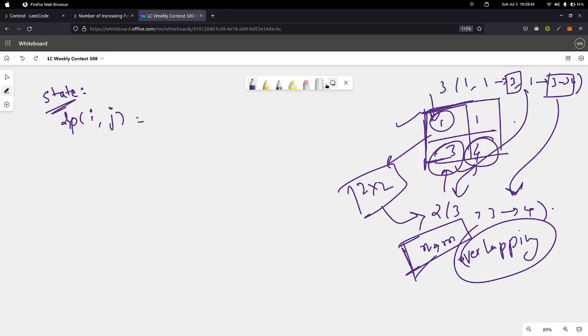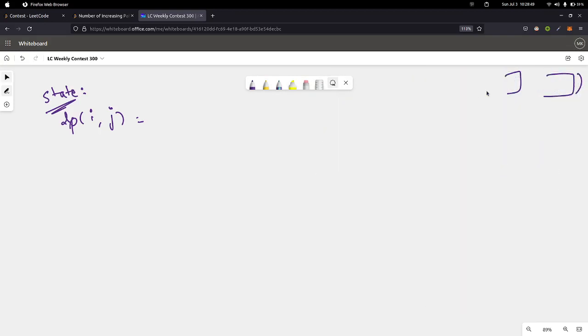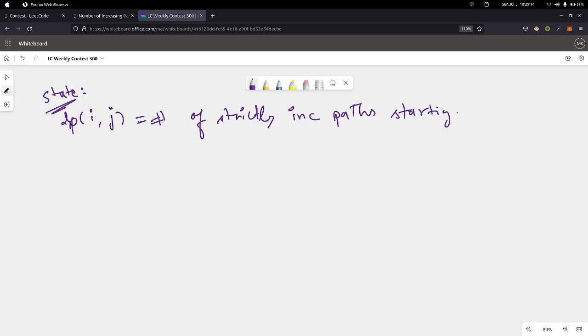Yeah. So now that we are convinced it's DP, let's go on to solve the problem using DP. The first thing while solving a DP problem is defining the state. So in this case, dp of i j will be the number of strictly increasing paths starting at cell i, j. That's it.